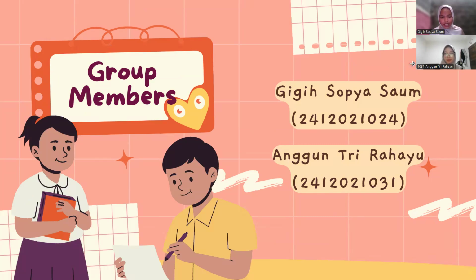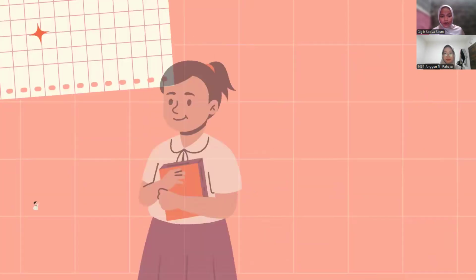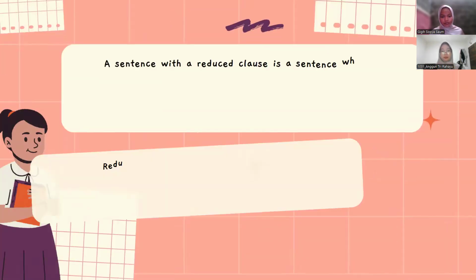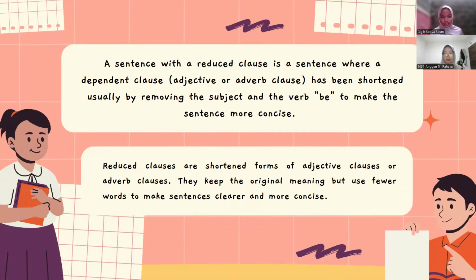Okay, let's begin the presentation. So guys, what is a sentence with a reduced clause, and what is a reduced clause? A sentence with a reduced clause is a sentence where a dependent clause, adjective or adverb clause, has been shortened, usually by removing the subject and the verb be to make the sentence more concise. And reduced clauses are shortened forms of adjective clauses or adverb clauses. They keep the original meaning but use fewer words to make sentences clearer and more concise.